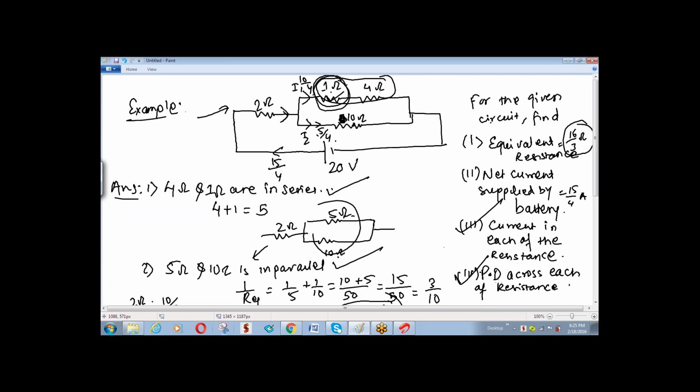Now the last part, potential difference across each of the resistances. Whenever you know the current in any of the resistances and the value of the resistance, you can definitely find out the potential difference across it. How? By multiplying I and R. So the potential difference across 2 ohm will be 15 by 4, that is the current, into 2. Potential difference across 1 ohm will be 10 by 4 multiplied by 1. Potential difference across 4 ohm will be 10 by 4 multiplied by 4. Potential difference across 10 ohm will be 5 by 4 multiplied by 10. Any doubt?